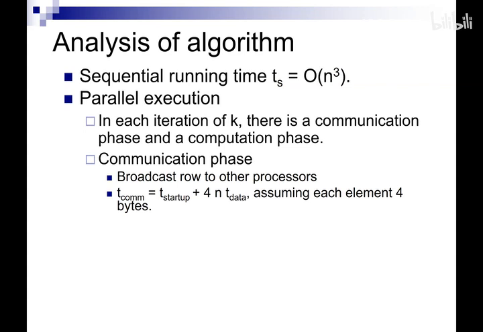So the communication part is we need to broadcast a row of values to other processors. The time for doing that, the T communication, is going to be the startup time plus the amount of data that we're sending. That's going to be let's say 4 times n. We're sending n pieces of data, because the row has n pieces of data. Let's say that each piece of data is like 4 bytes or something. And let's say that t data is the time to send 1 byte. So therefore, the total broadcast time is going to be this.